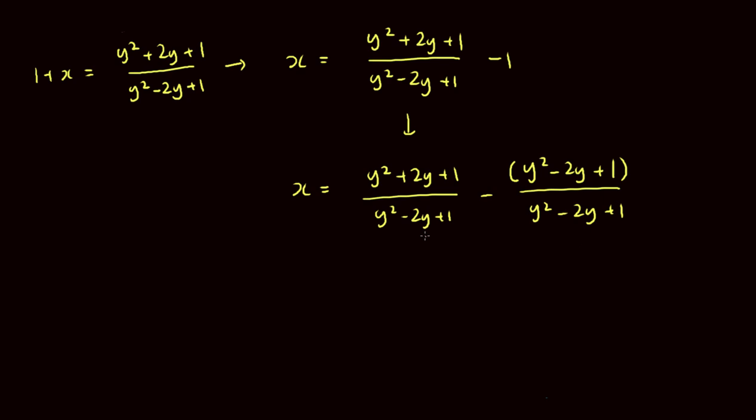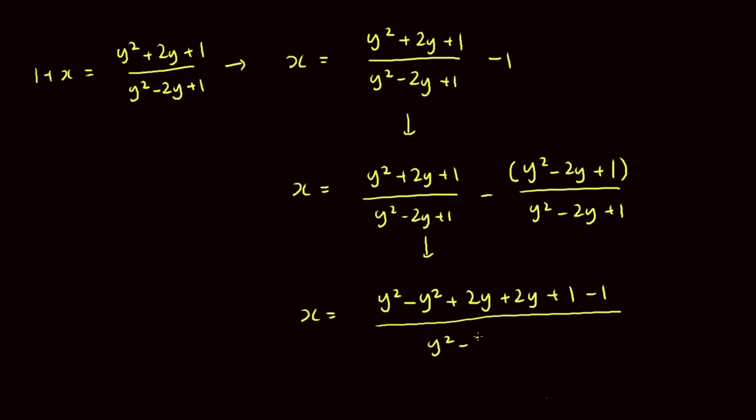So what we'll end up having is that x is equivalent to (y squared plus 2y plus 1) over (y squared minus 2y plus 1), minus 1. Writing 1 as (y squared minus 2y plus 1) over (y squared minus 2y plus 1), as we solve the problem we end up having y squared minus y squared plus 2y plus 2y plus 1 minus 1 over y squared minus 2y plus 1. So x equals what? 4y over y squared minus 2y plus 1.